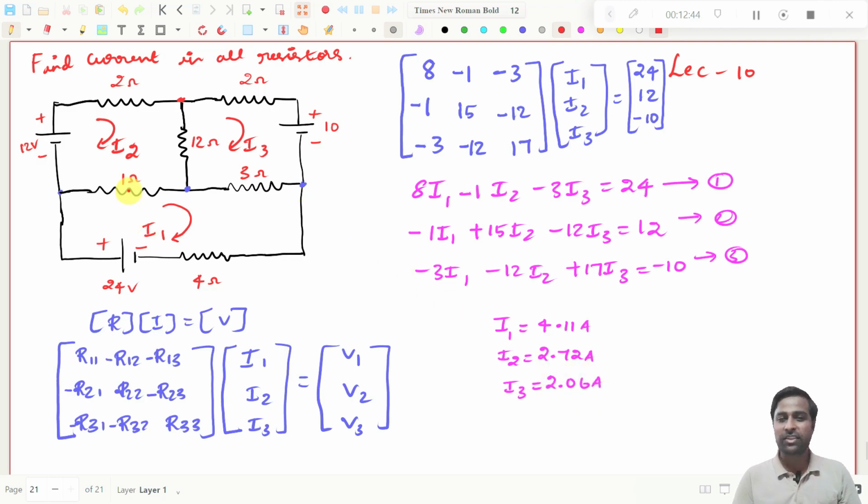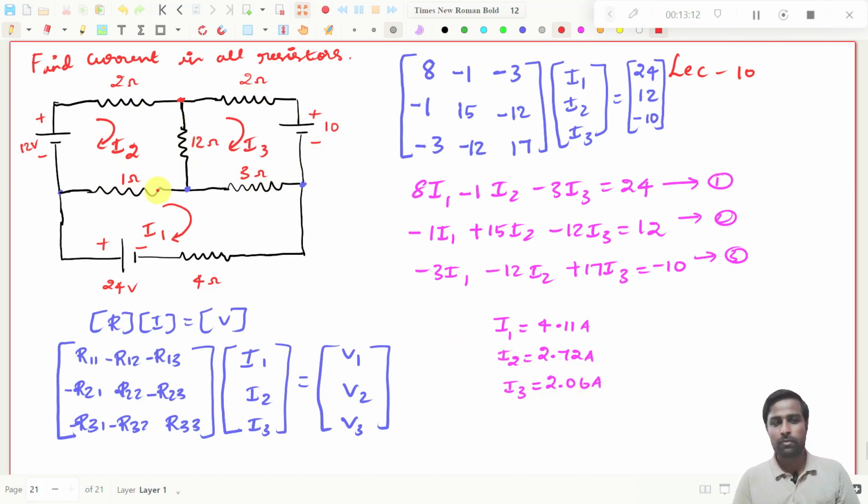So what is the question asked to us? Find the current in all the resistors. I have found I1, I2 and I3. It is very simple to find the current in the resistors. This 4 ohm resistor will get this value because it is only connected in the first loop, and the 2 ohm resistor will get 2.72 since it is only connected to the second loop, and this 2 ohm resistor is connected only in the third loop, so it will get 2.06 amperes.